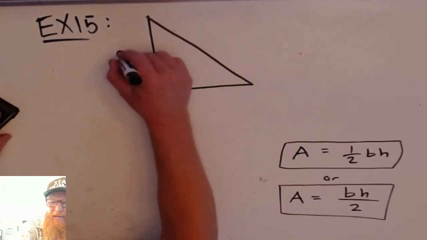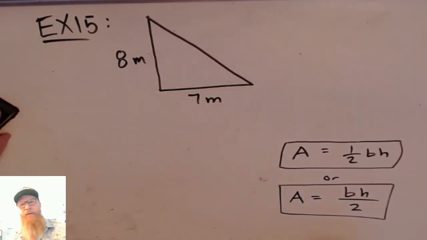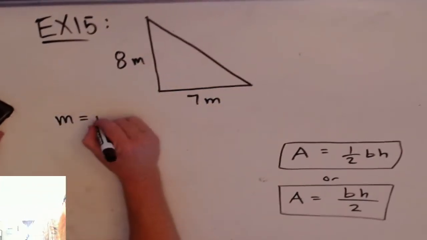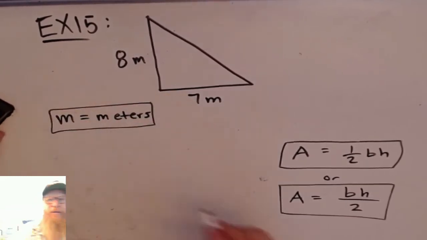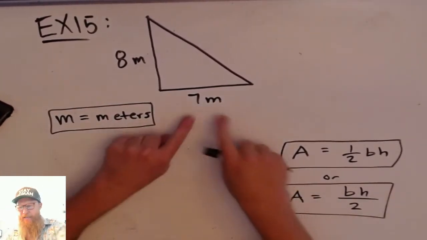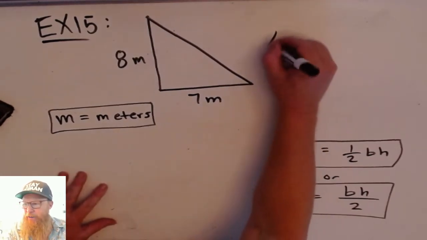So if this is 8m and 7m, m means meter. That's a pretty big triangle. 7 meters is over 20 feet. Yeah, it's about 21, 22 feet. 8 meters is about 25 feet. So I want to know the area.